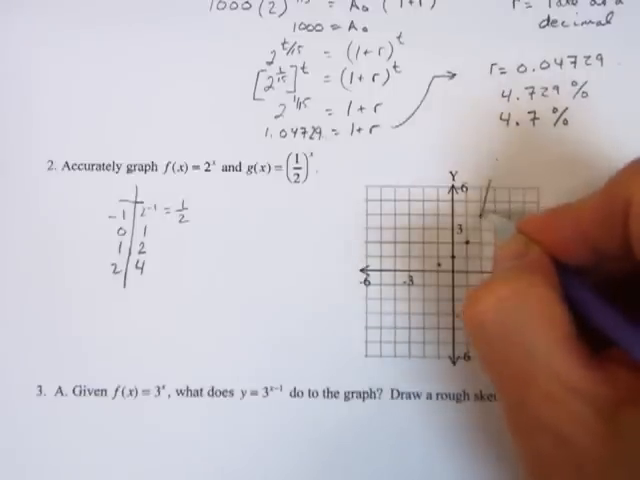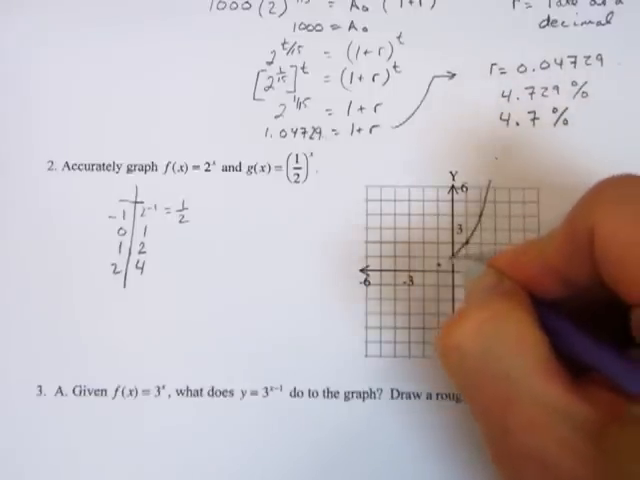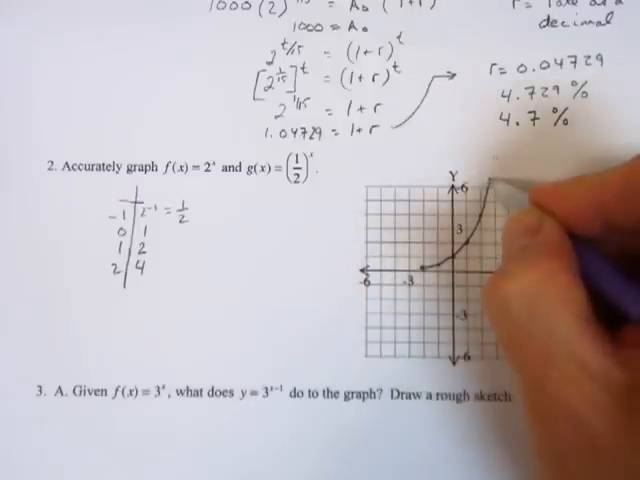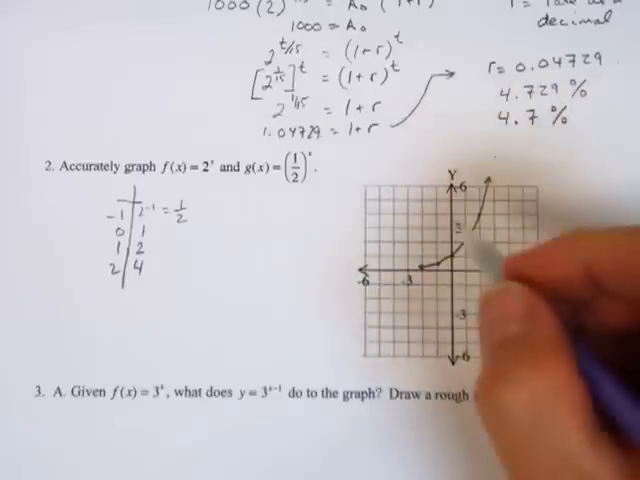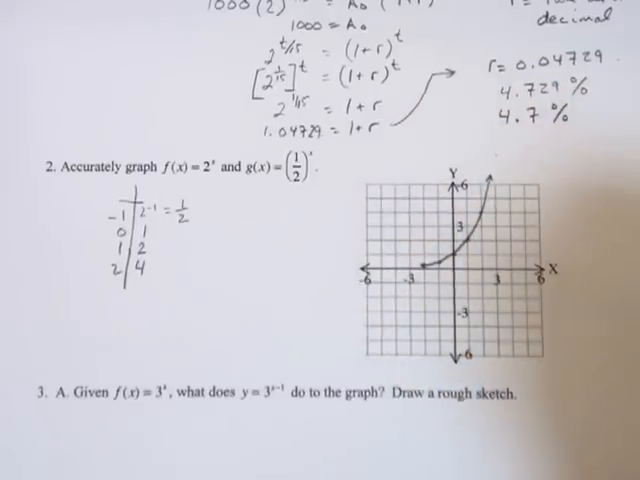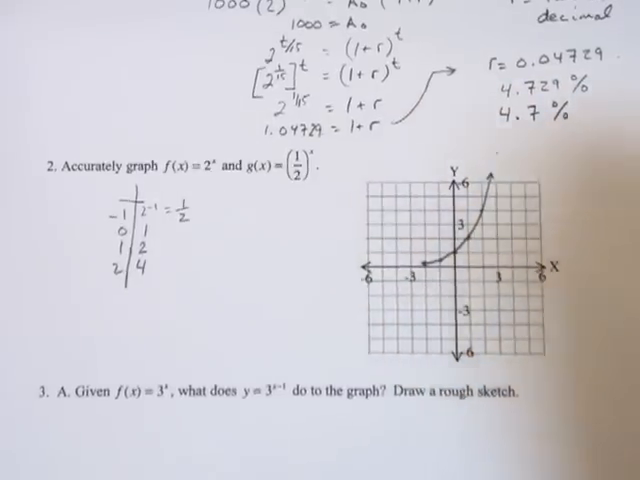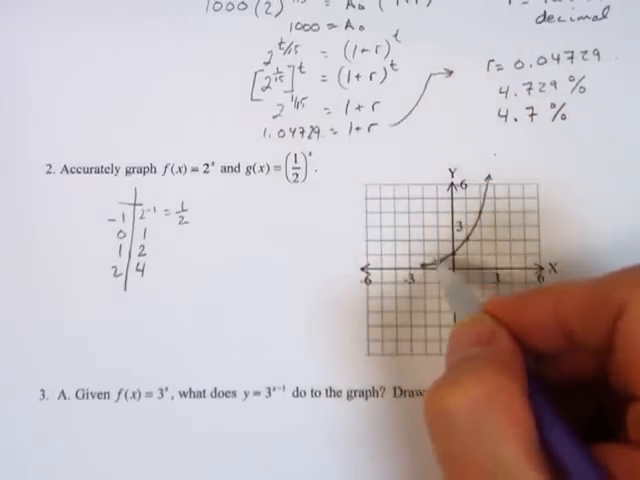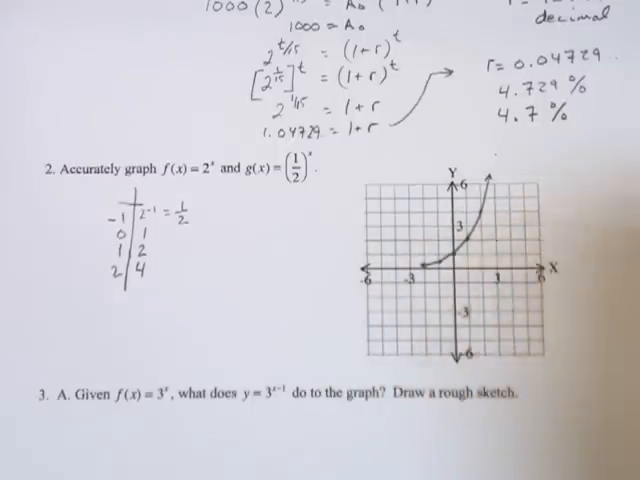This thing is looking like that. Now, if you were to type this in on your calculator, the calculator is going to make it look like it touches the x-axis. Does it? No way. You do not want to show that this thing touches the x-axis at all. Come in close to your x-axis and put an arrow on. It has a horizontal asymptote there, and that's it.